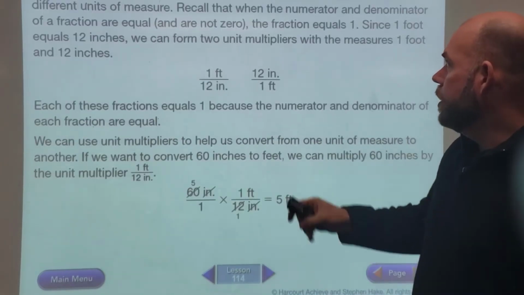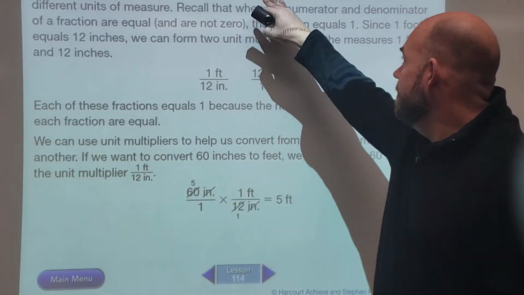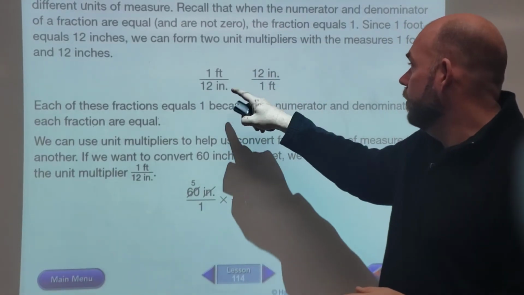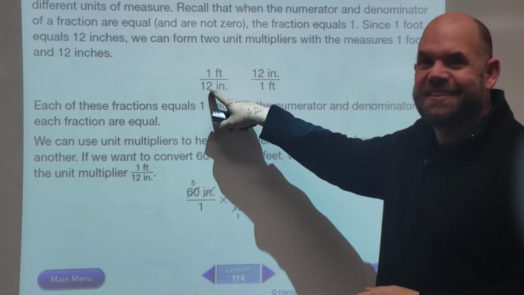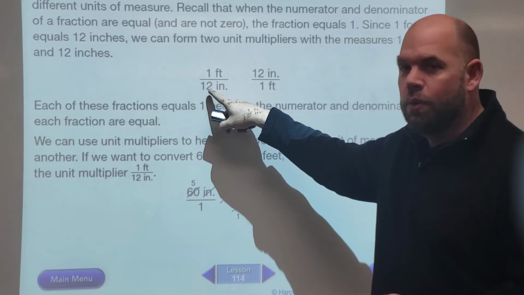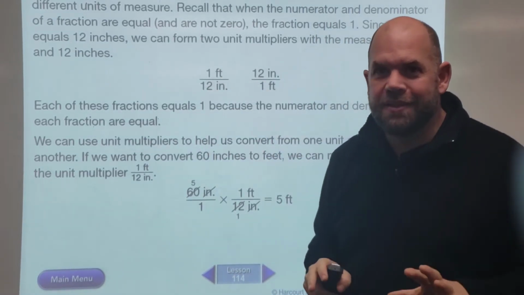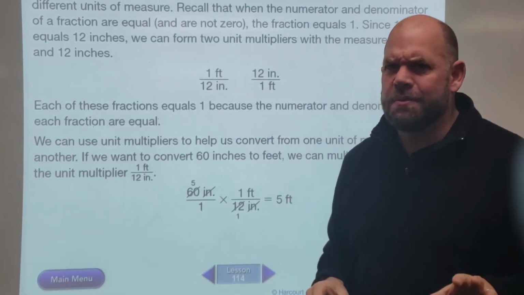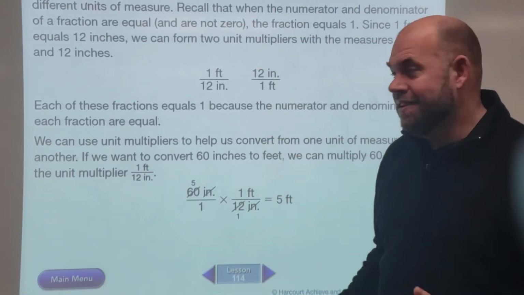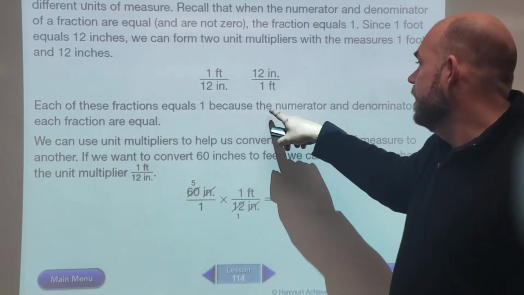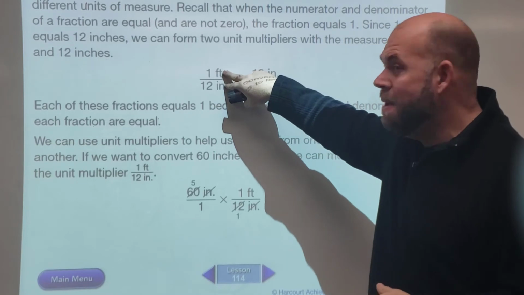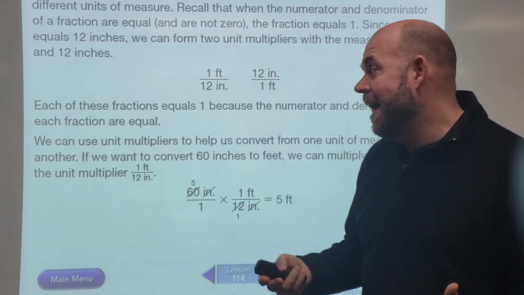All right, so a unit multiplier is simply a fraction that equals 1 and is written with two different units of measure. So, for example, 1 foot is the same thing as 12 inches. So if we write 1 foot over 12 inches, it's the same thing. Now, we're not used to writing things this way, and that's why this is such a hard concept to get. We could also say 12 inches over 1 foot. Again, that's just equal to 1. Each of these fractions equals 1 because the numerator and the denominator are equal. Even though they're using different measures, they're equal in value, all right?